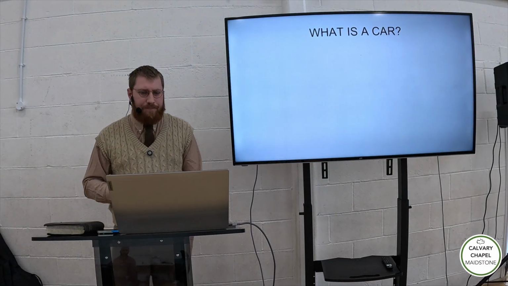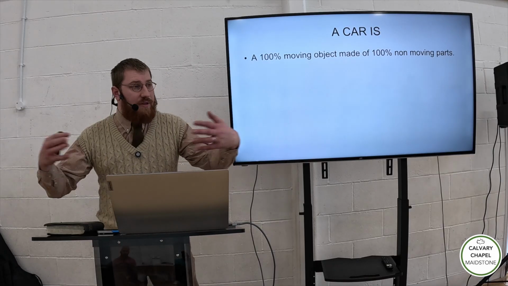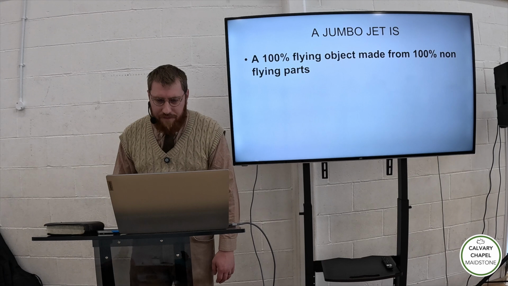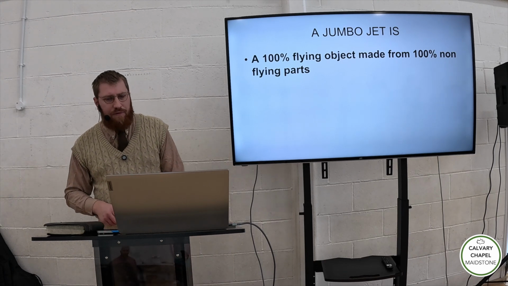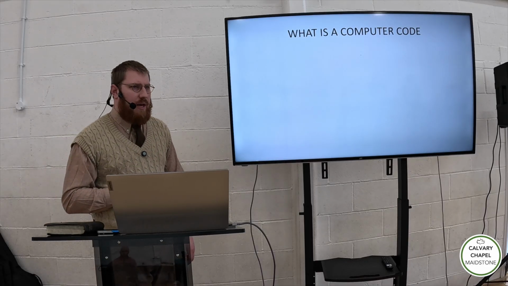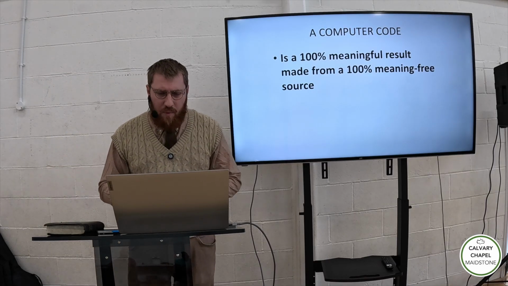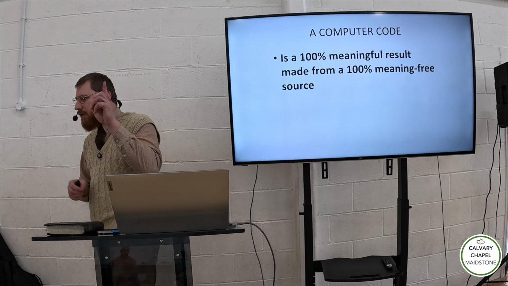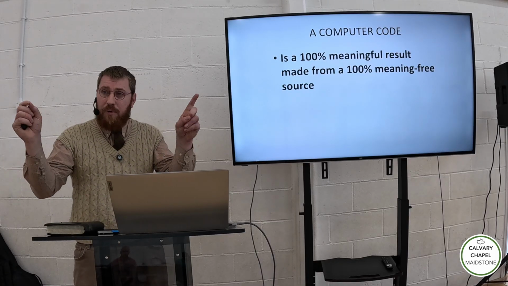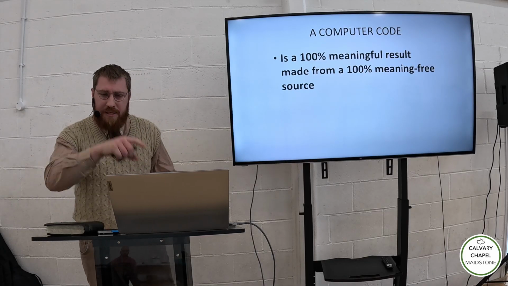I mean, what's a car? It's a 100% moving object made from 100% non-moving parts. Put it together in the right way, you've got a moving vehicle. The same can be said for a jumbo jet. It's a 100% flying object made from 100% non-flying parts. Let's get slightly more specific. What is a computer code? Well, a computer code is a 100% meaningful result made from a 100% meaning-free source. A computer code is ones and zeros. But 1 doesn't mean 1 and 0 doesn't mean 0. Those are just the symbols that we've used in order to represent the code that says when I press this button, it'll go to the next slide.